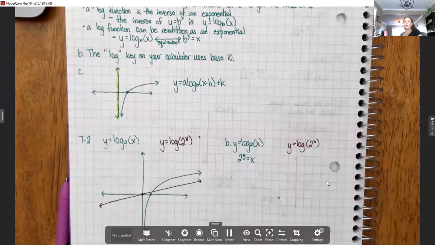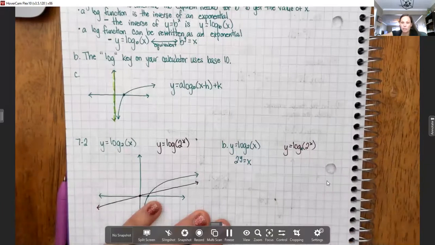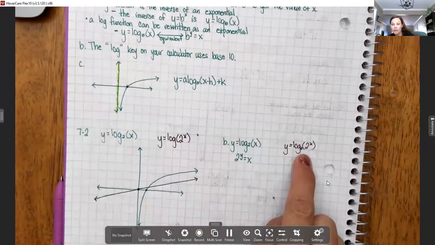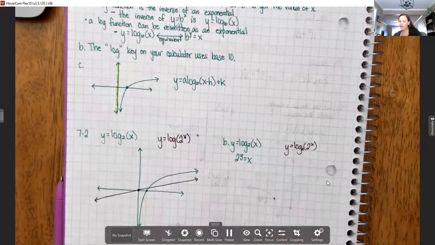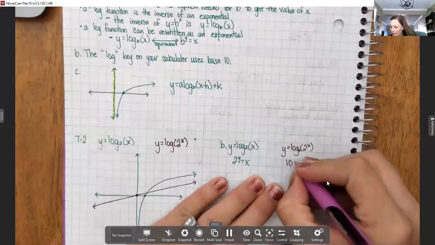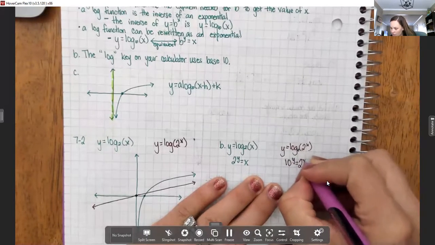Then the second one, because there's no base given to us, again, we should know that the base is 10. It's just implied and we don't write it. That's really hard to tell, almost looks like a B. That's a 10. So if I rewrite this in exponential form, this is the base of 10 to the power of y equals 2 to the x.